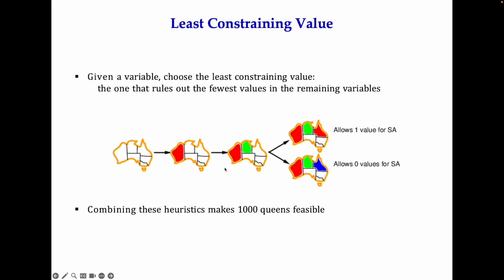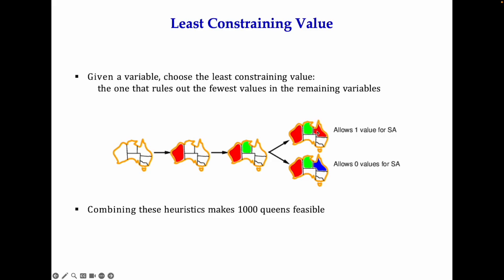So for example, let's say we started with Western Australia red and then we colored Northern Territory green. Now we also said that we want to pick this one to color. Now which color to choose? We can color it red or we can color it blue, right? Now deciding which color, we go with least constraining value. You see, if you assign red to this region, how many options are left for the next neighbor that you want to color?